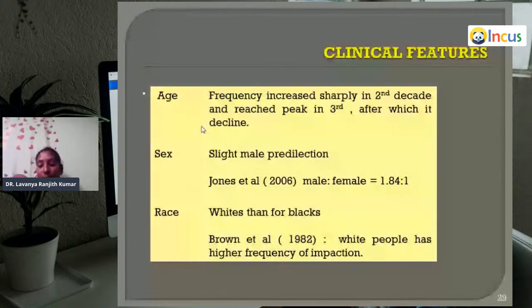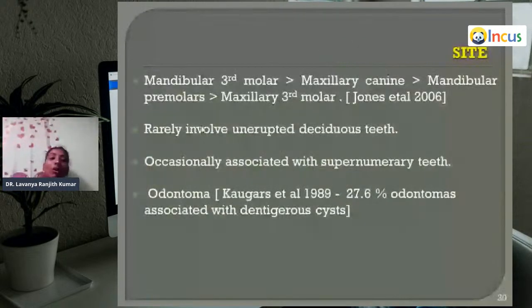Impaction results in dentigerous cyst. The mandibular third molar is most commonly affected, followed by the maxillary canine, mandibular premolars, and maxillary third molars, according to John et al. 2006. It rarely involves the unerupted deciduous tooth, and is occasionally associated with supernumerary teeth and odontoma. That is, 27.6% of odontomas are associated with the dentigerous cyst.